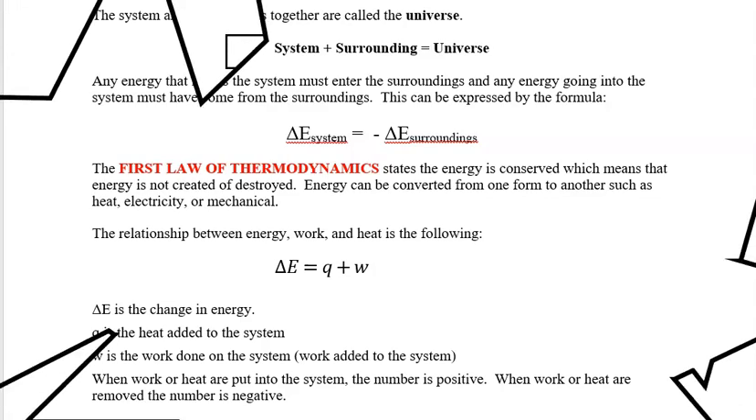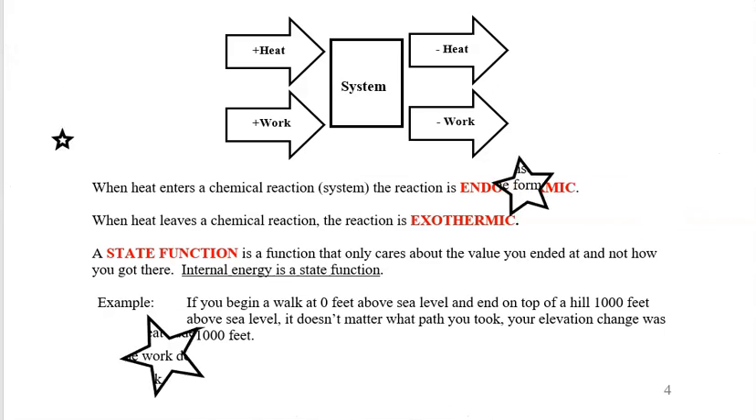So here's a little illustration to show that. When heat or work goes into the system, it's positive. That's your bank account. When heat or work come out of the system, that's negative.